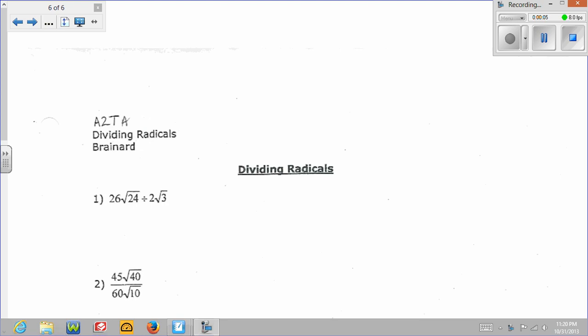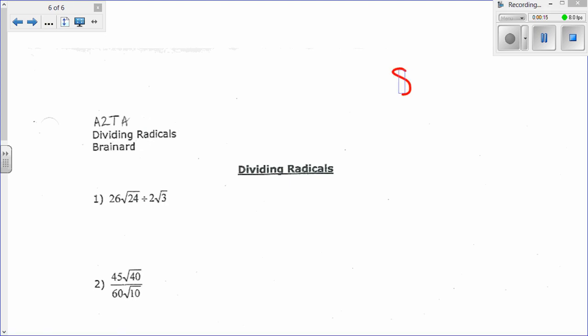Hi, and welcome to day 5 of radicals. Today we are dividing radicals. Just like yesterday with the multiplying, we have some steps that we need to take care of.